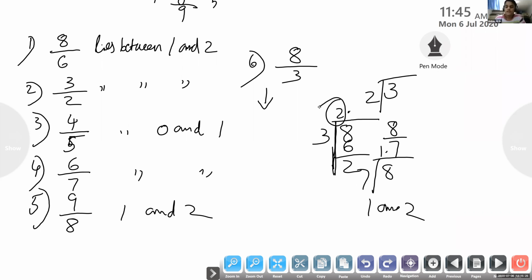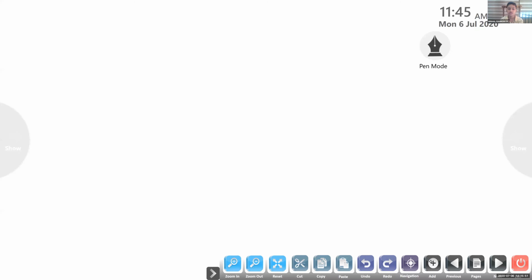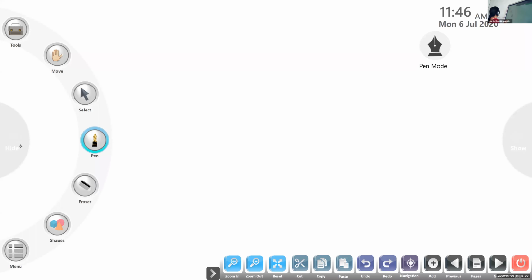Today we have one more period. Only this period. Next we are going to find the position of these rational numbers on the number line. For that, first of all, take your pencil and scale and draw one line.